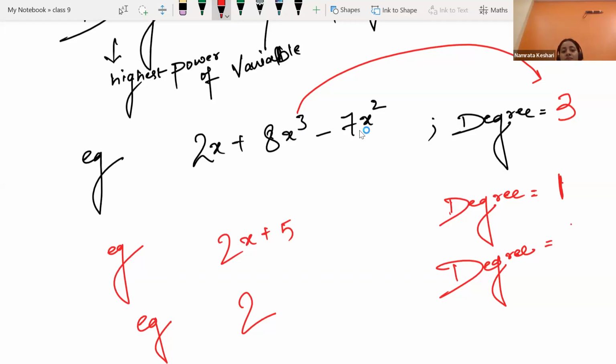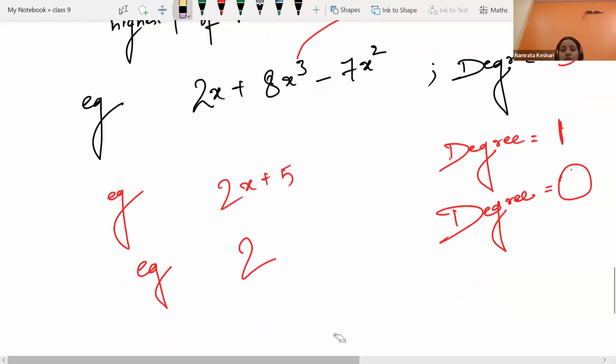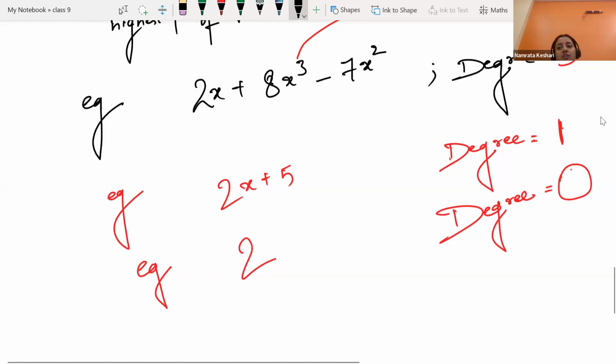I think it's 1. Okay, we cannot see any variable over here. So just now I was telling you that you can think of it as 2x to the power 0, yes or no? Degree is 0, right? Right, Pranav? Yes, ma'am. Okay, so this has degree 0, not 1. Degree 1 you can see we have written already in the previous example. So degree 1 means you will be able to see the variable.